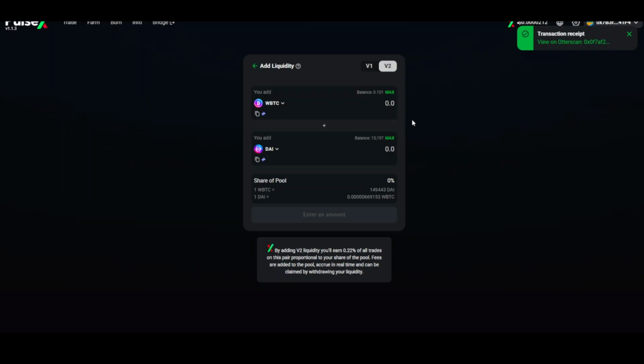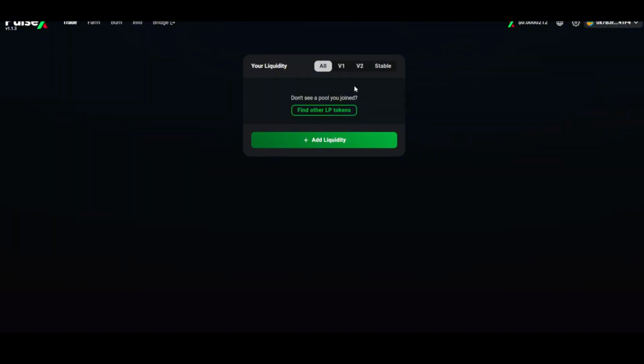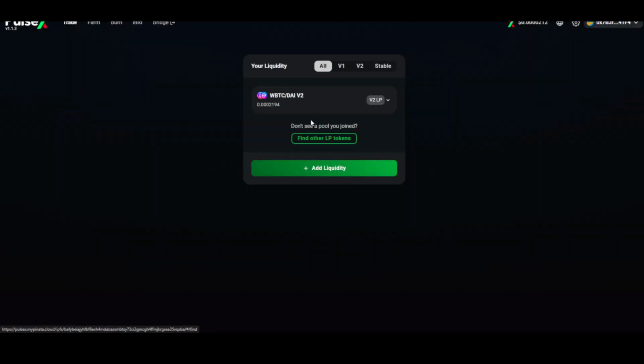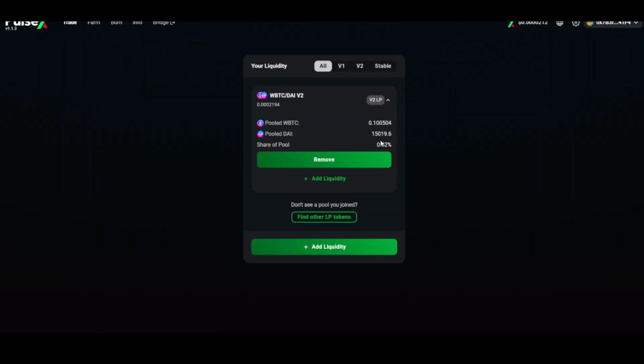All right. So let's see. Now when we go back, our position should be there. When we go to V2, we got to wait a little bit till it loads. We refresh it. Oh, got to reconnect my wallet because I refreshed it. And there it is. There's your tool. So there's your Bitcoin, your People's Wrap Bitcoin, and your pDAI, and the share of the pool is 0.02%.